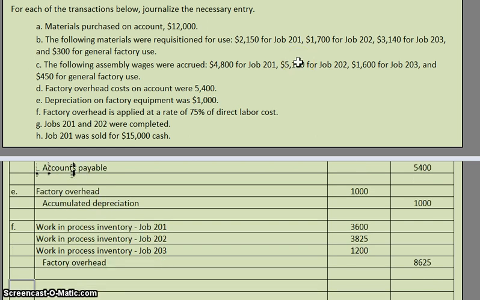Now, in this case, we are also going to be completing some jobs. So notice that we completed jobs 201 and 202 during the period. That means that they're no longer work in process. So we need to transfer them out of work in process inventory and transfer them into finished goods inventory. So remember, all of your inventory accounts are assets. So if we need to make finished goods inventory increase and work in process inventory decrease, that means that we're going to have to debit finished goods inventory.